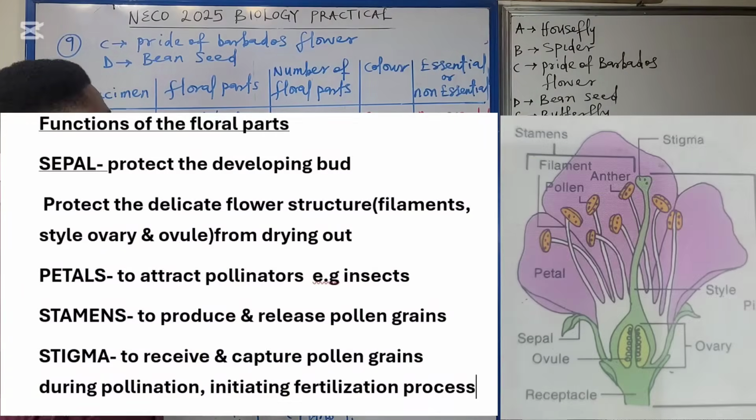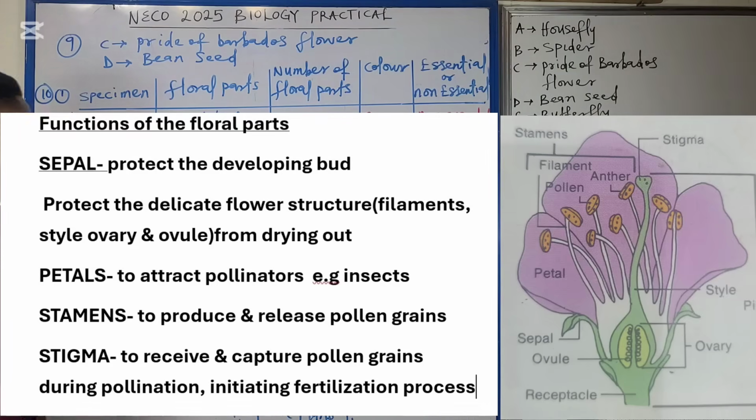So we can be told to state the functions of the floral part. What are the functions of the floral part? The sepal, the petals, the stamen, the stigma. As you can see on your screen, the sepal protects the developing bud. It protects the delicate flower structure from drying out. When you talk about the petals, it is to attract pollinators.